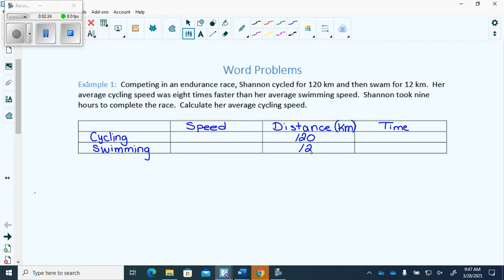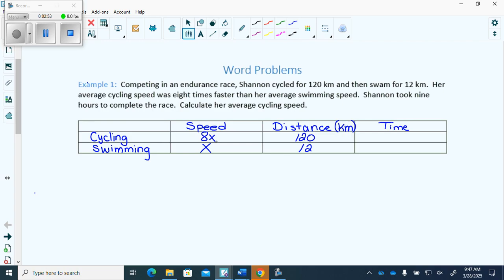So which one are we comparing it to? Cycling to swimming or swimming to cycling? Cycling to swimming. So swimming, we're going to make the x. Then what would cycling be? So 8x. If they said 8 kilometers per hour faster, it wouldn't be 8x, it would be what? X plus 8.